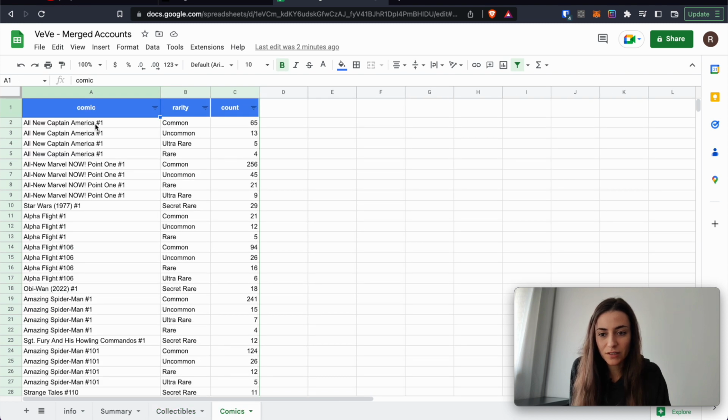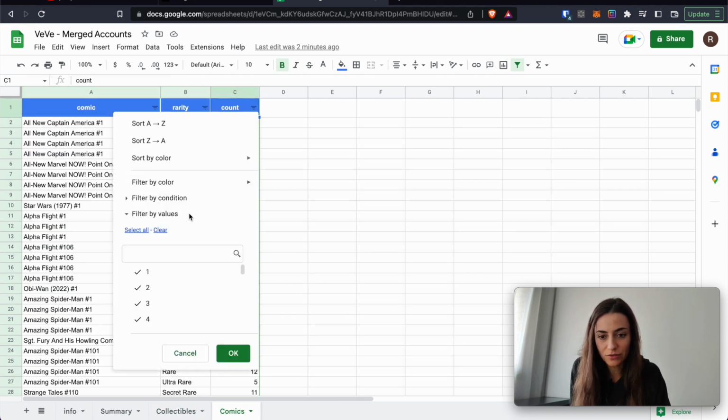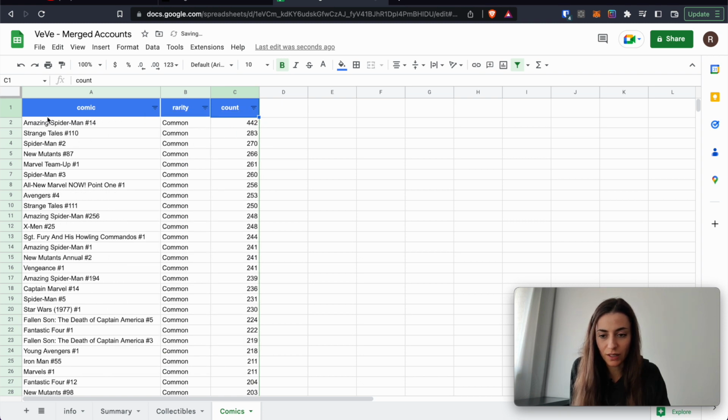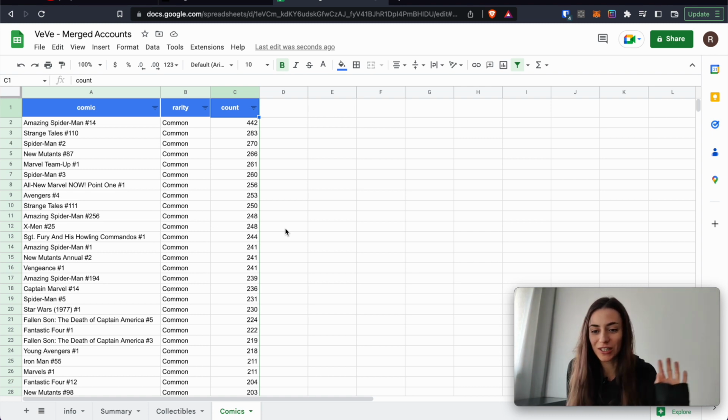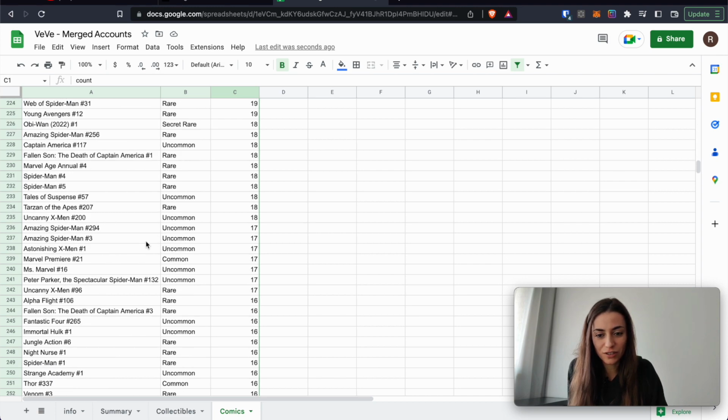Same for the comics. Here I have the comics, the rarity, and how many of them were transferred. Of course, if we order by amount, most of them are commons. And yeah, I'm really not a comic expert, so I will let you access this document. I will put the link to the document in the video description, and then just go and look for any of those comics that you are interested in.